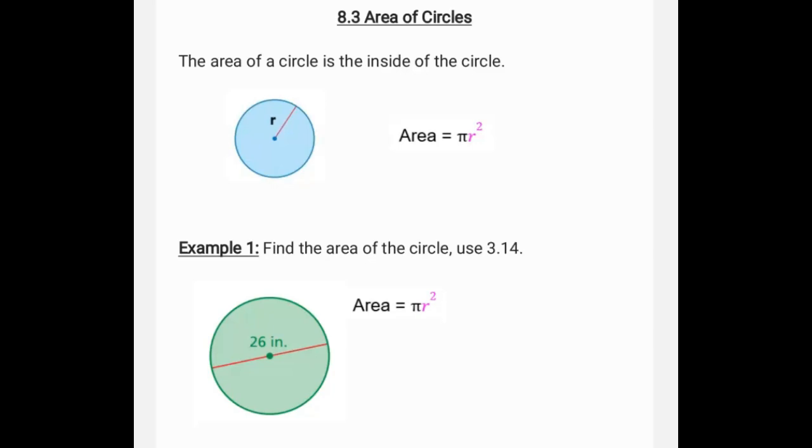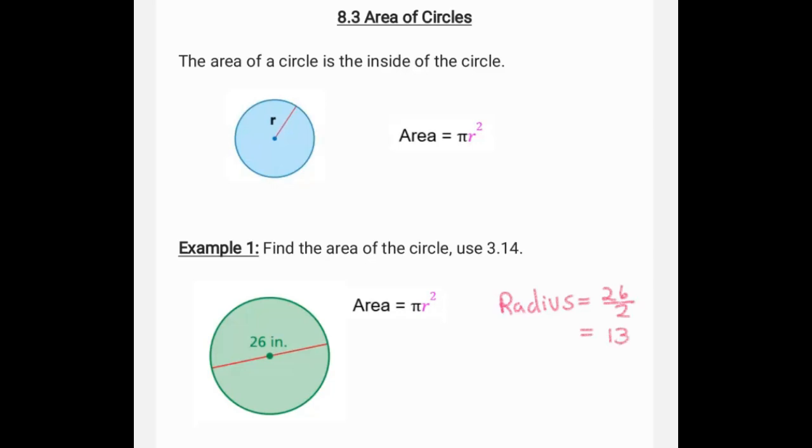to find the radius. In our case, in example 1, we have to find the area, and we're given 26 as our diameter. So we're going to have to go ahead and split that up. So let's find the radius, and radius is going to be the diameter, which is 26 in this case, divided by 2. So we're going to take half of that, which is 13.